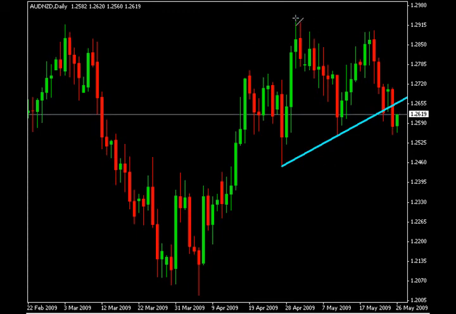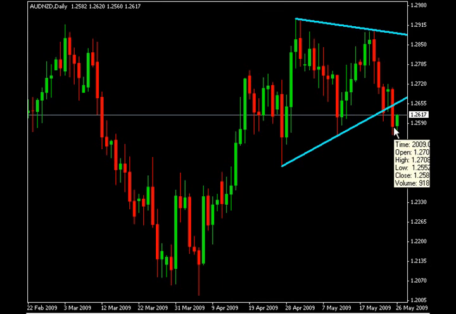Remember, we need at least 2 tests of a support or a resistance to know if this trend is legitimate. Now, furthermore, draw a downtrending resistance, and we see a triangle consolidation pattern develop. However, yesterday's daily candlestick did close below support line, so the Aussie Kiwi definitely looks a lot more bearish than it does bullish, meaning a lot more negative than positive.